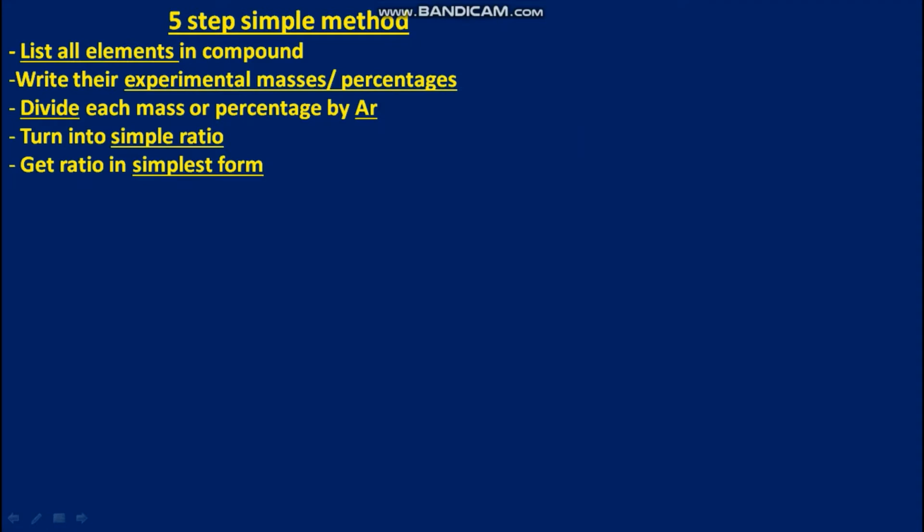So I'll be leaving the 5-step simple method in the top left to help if you get stuck. So an example. In this experiment, some iron oxide powder is reduced to pure metallic iron. So the first step is to write out or list all the elements in the compound. So we have Fe and O because iron oxide. Then I'm going to write the experimental masses. So if we're given 44.8 grams of iron and we're given 19.2 grams of oxygen.